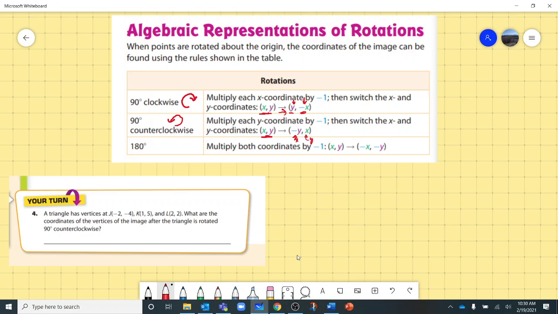And then 180 degrees is the easy one. We just multiply everything by -1, and that gives us our new coordinate. Okay.